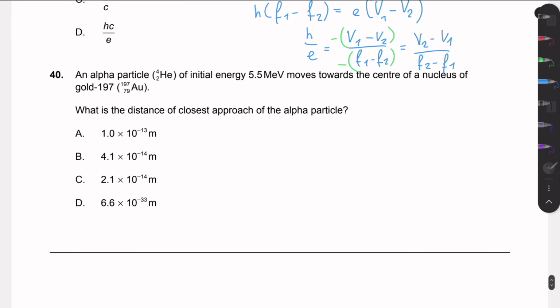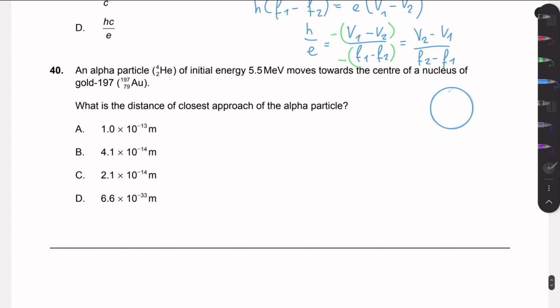Yes, and then the final question in this paper, we're given an alpha particle of some initial energy, and it moves towards the center of a gold nucleus. What is the distance of closest approach? So if we imagine what's happening here, this is gold. We have an alpha particle, and it got shot from infinitely far away with some kinetic energy, and it got to this distance, and here the speed is 0, so we only have potential energy. So the kinetic energy of the alpha particle got transferred into potential energy, because here we have 0 speed at the end of closest approach, that's when it comes to a stop.